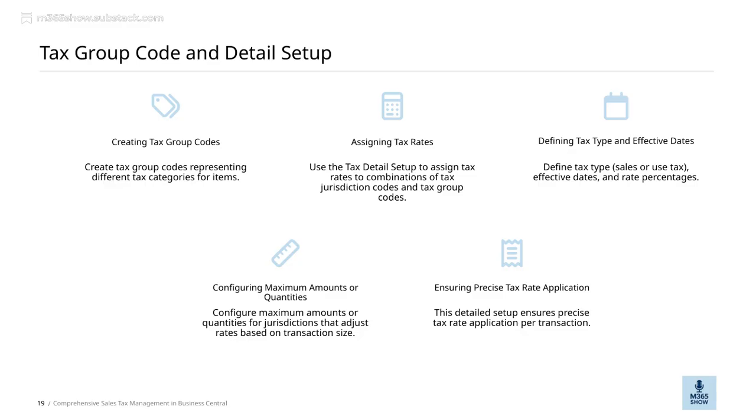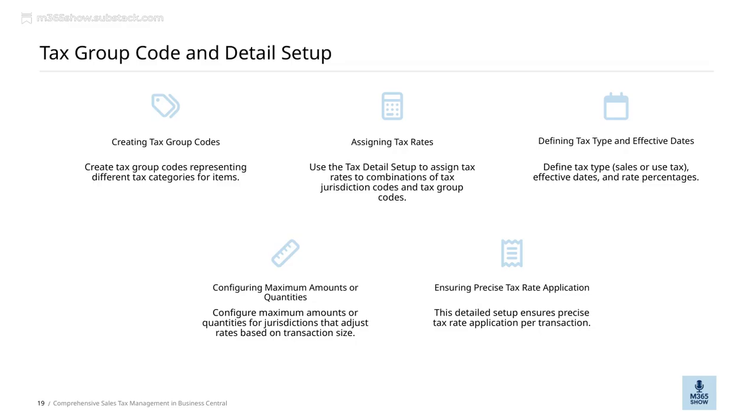Now, let's take a closer look at the tax group code and detail setup. This part of the system is crucial for ensuring that our sales tax is applied accurately and consistently across different transactions. First, it's important to understand that this detailed setup allows us to specify exactly how tax rates are applied, which is essential for compliance and precision. For example, we can configure maximum amounts or quantities for specific jurisdictions. This means that if a transaction exceeds a certain threshold, the rate can be adjusted accordingly, providing flexibility and accuracy.